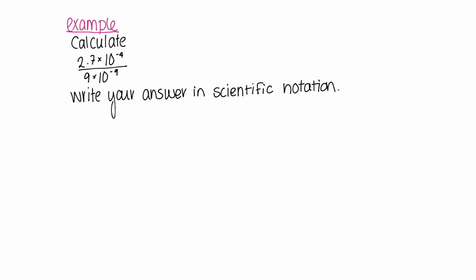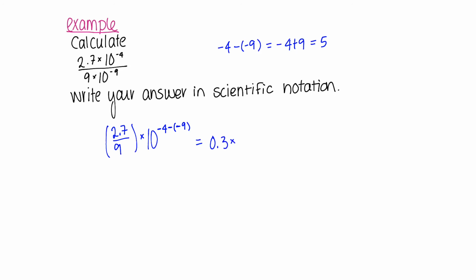Let's do one more for good measure. 2.7 times 10 to the negative 4th over 9 times 10 to the negative 9th. Once again, out front, we're going to divide 2.7 by 9. And then it's top exponent, which is negative 4, minus bottom exponent, which is negative 9. Remember, that's going to turn into negative 4 plus 9, which will be 5. But on my calculator, I'm doing 2.7 divided by 9, and it gives me 0.3. And then we just discussed that this exponent would be 5.